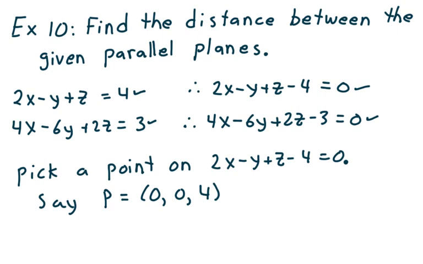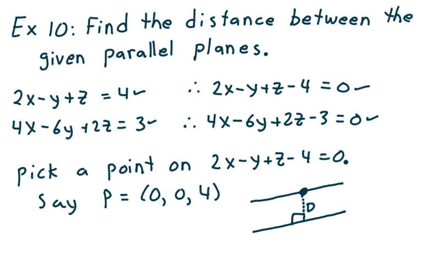Now, here's what I want to do. I have two parallel planes right here. We have plane 1 and plane 2. I'm going to pick a point on plane 1, and I'm going to find the distance from that point to the other plane. Okay? So I pick a point on 2x minus y plus z minus 4 equals 0. Now, could I have picked a point on the other plane? Absolutely. I claim it'll still work the same way.